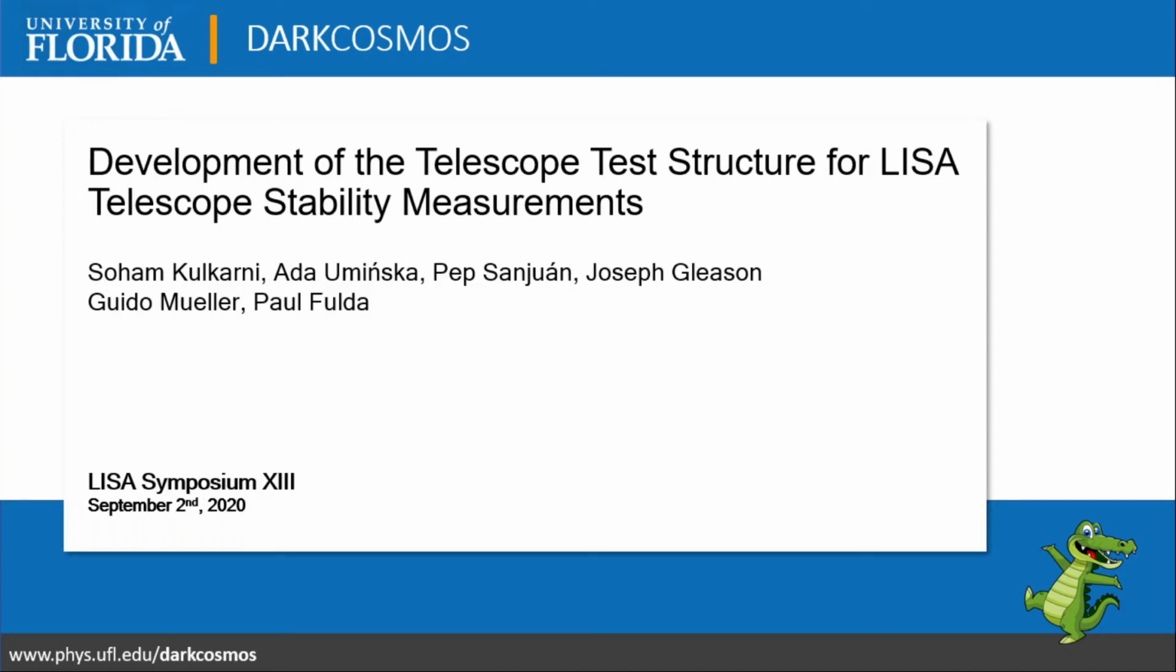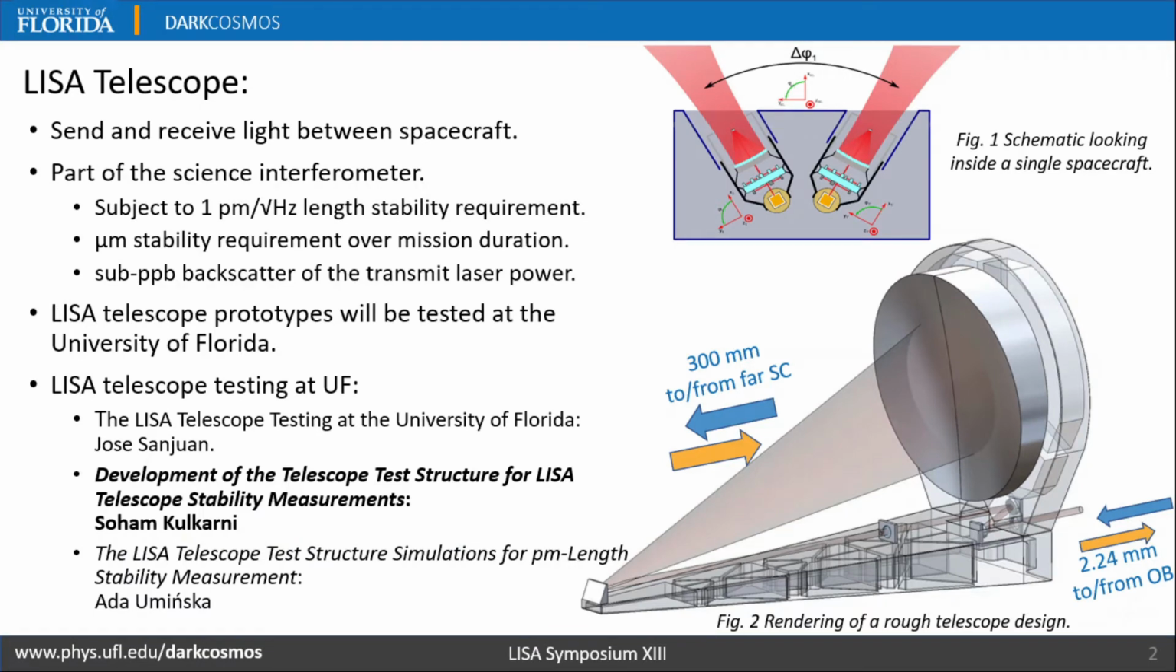Hi, I'm Soham and I'm going to talk about development of the telescope test structure for stability measurements of the LISA telescope, which will be done at University of Florida. The LISA telescope is needed to exchange light between the three spacecraft in the LISA constellation. The schematic looking inside the spacecraft shows two telescopes which receive light from the optical bench, magnify it, and exchange it with the far spacecraft.